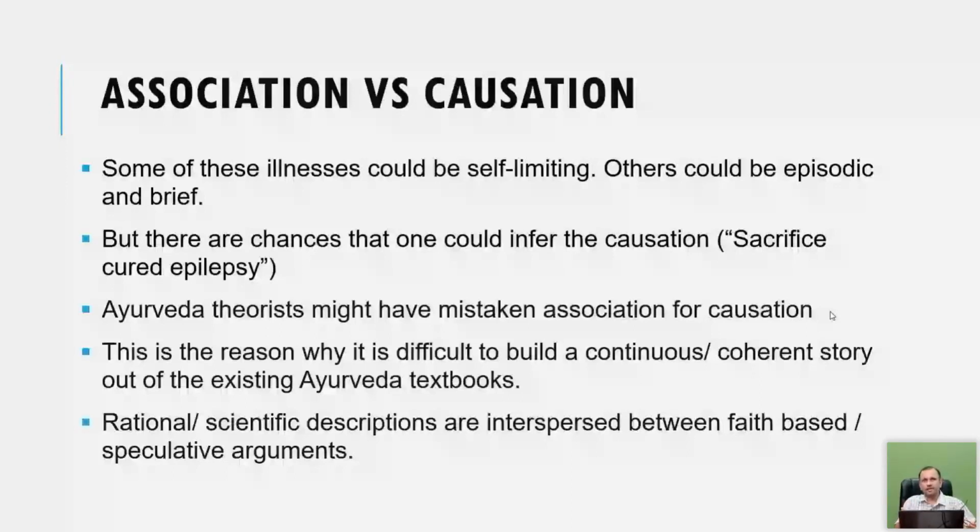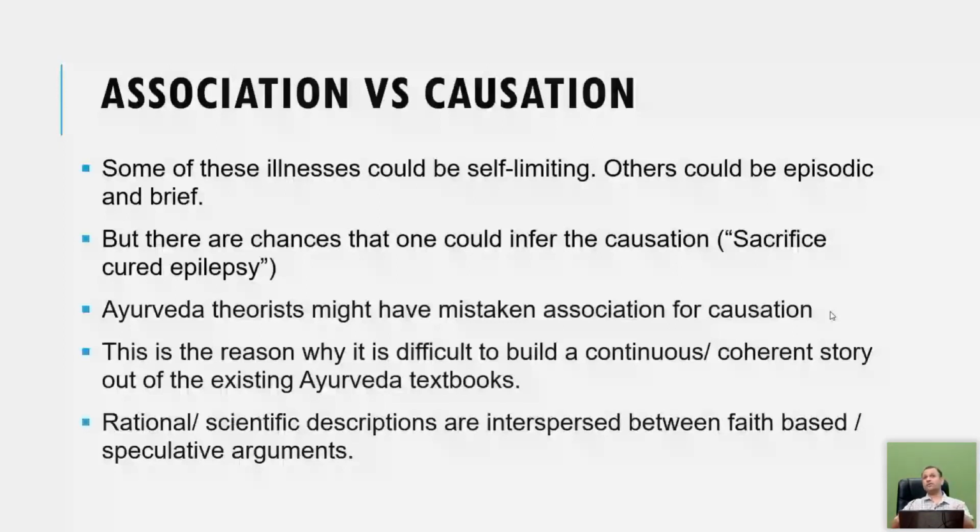Some of these illnesses could be self-limiting, others could be episodic and brief. Hence, there are chances that one could infer causation. For example, you performed a sacrifice, and the person became symptom free. Then you could infer that the sacrifice cured epilepsy. So just because one event is happening before another event, for example, the sacrifice is happening before the symptomatic relief, just because of this temporal relationship, you cannot infer causation. This could be simply association. Right? Ayurveda theorists might have mistaken association for causation. So it is quite understandable.